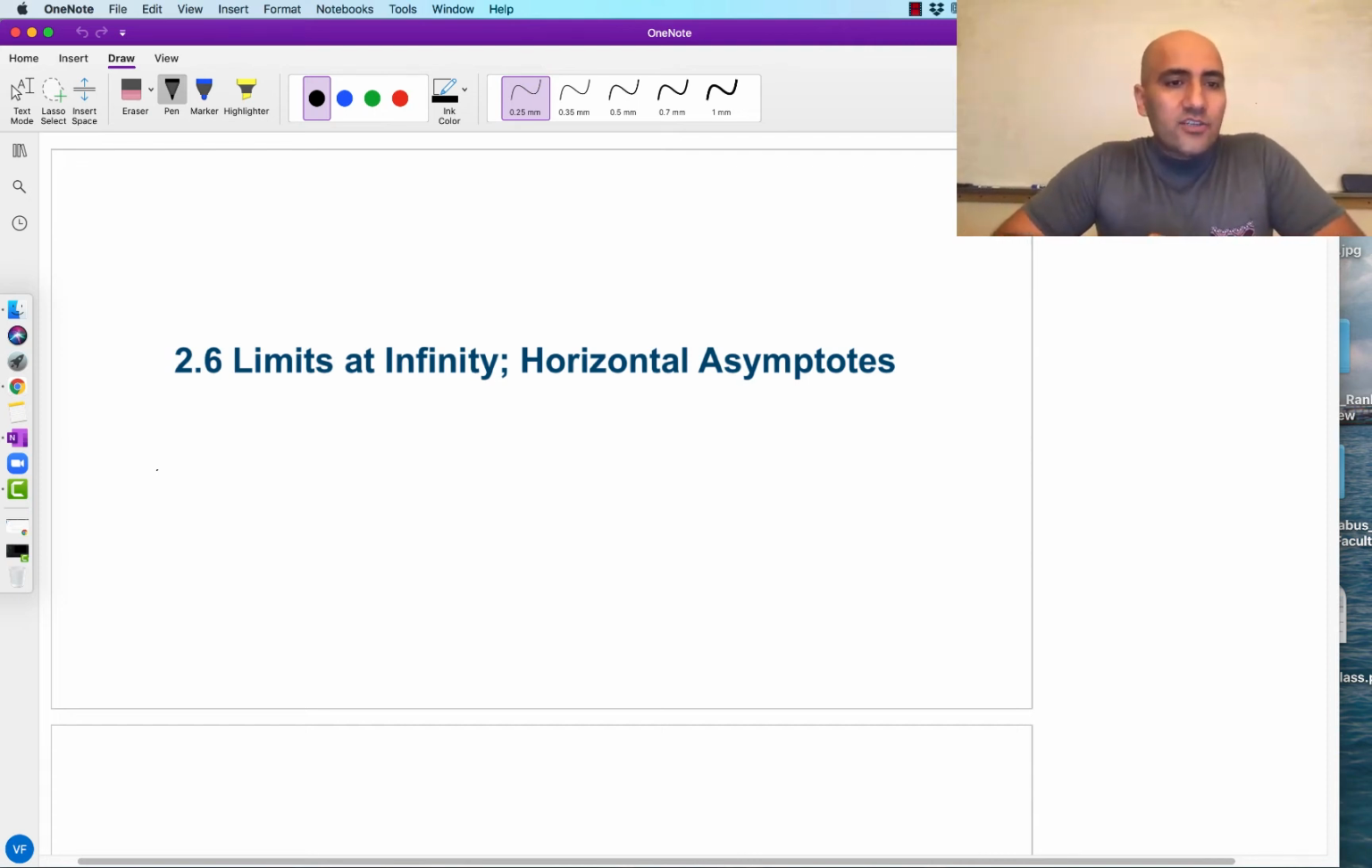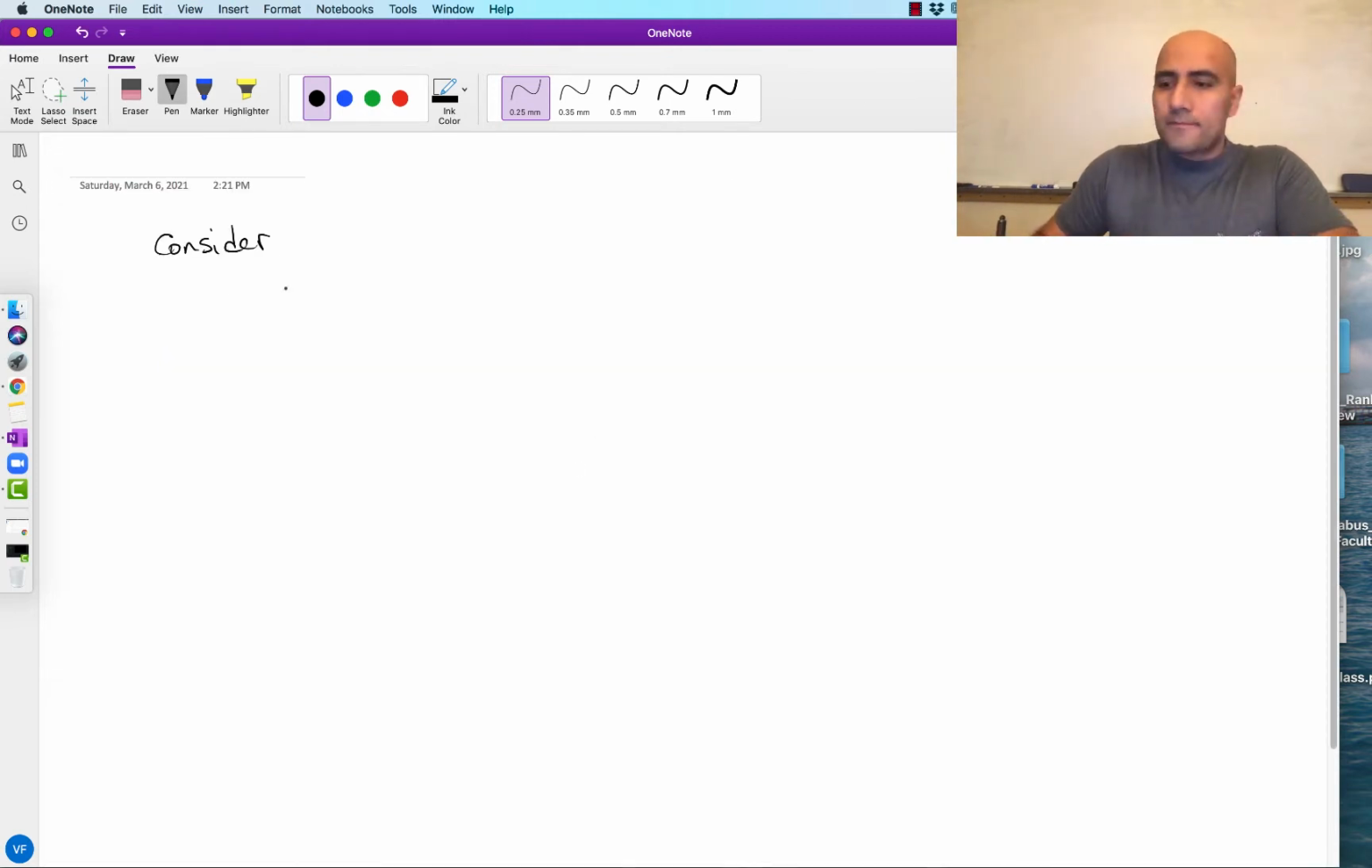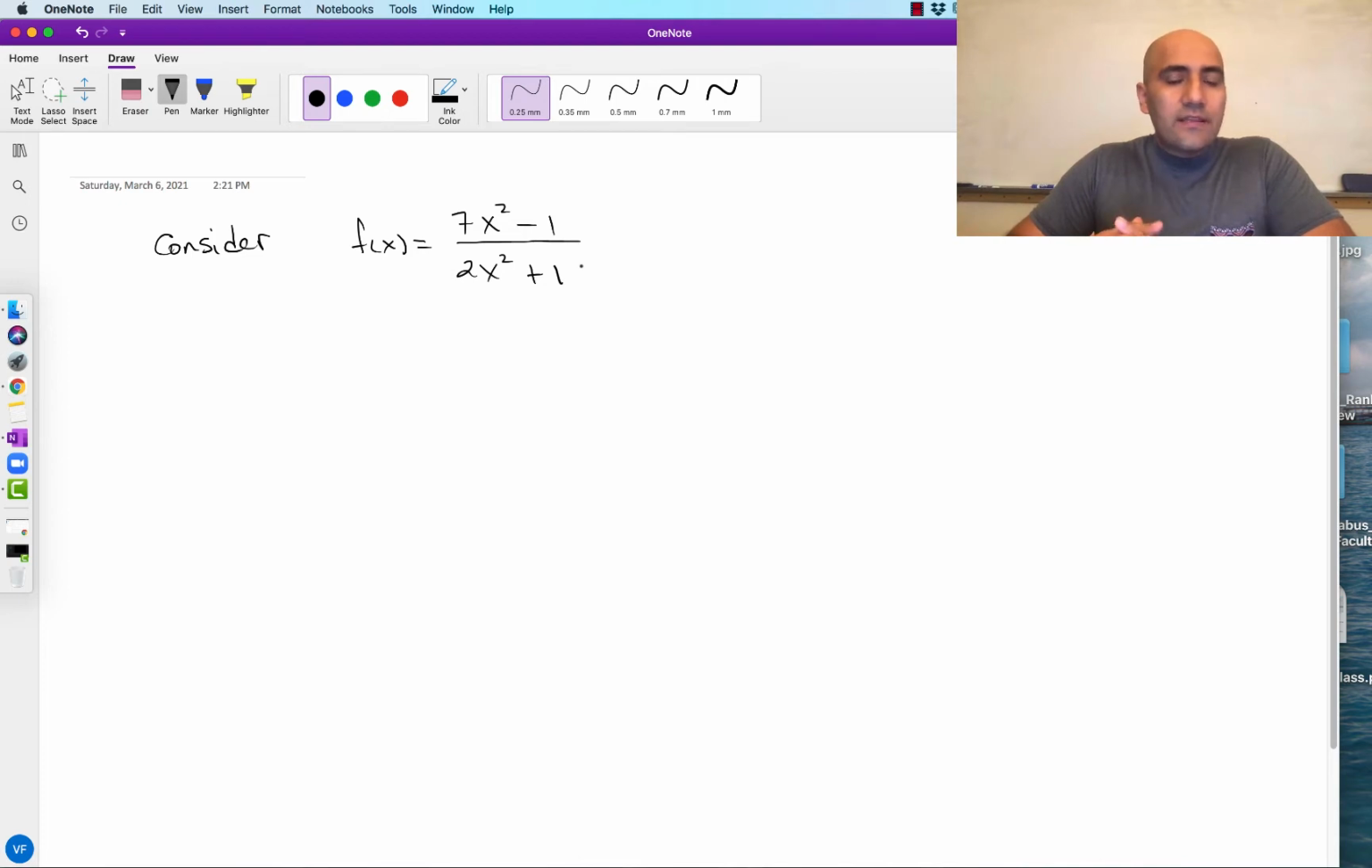Okay, chapter 2, section 6, limits at infinity and horizontal asymptotes. Okay, consider the function f of x equals 7x squared minus 1 divided by 2x squared plus 1.